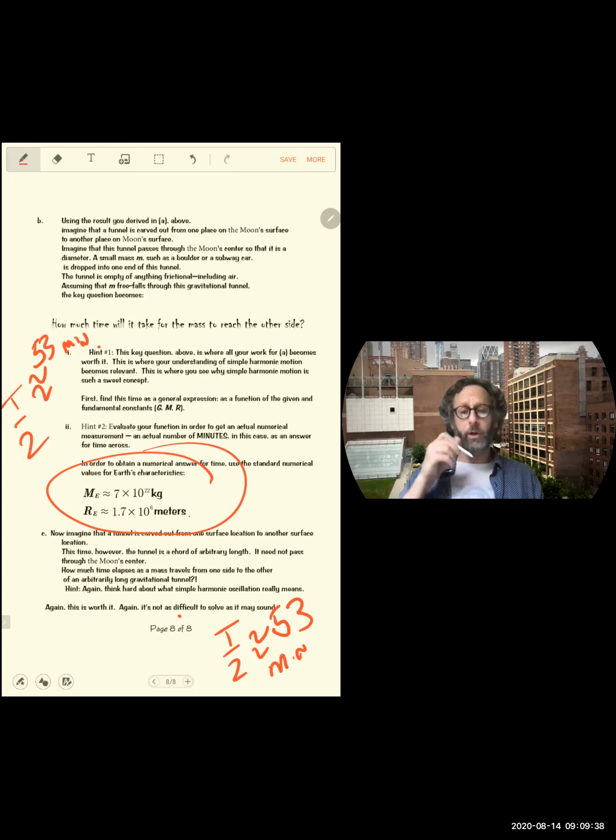But this last part, you cannot just say all simple harmonic. Well, first of all, you can't just write down 53 again and be done with it. Some people did. That is definitely not worth 10 points. If you literally just wrote the same answer again, I probably took off 7 or 8 points.